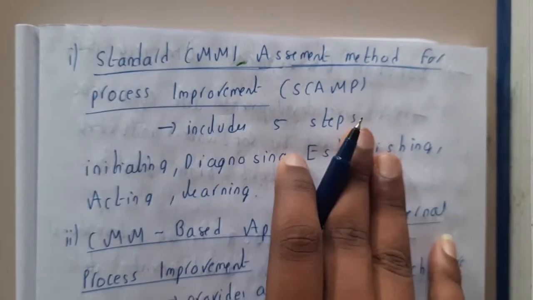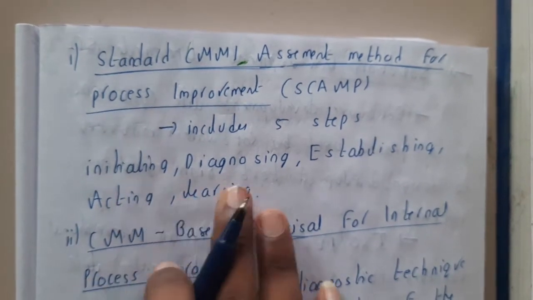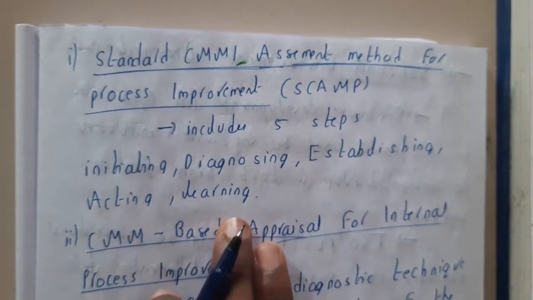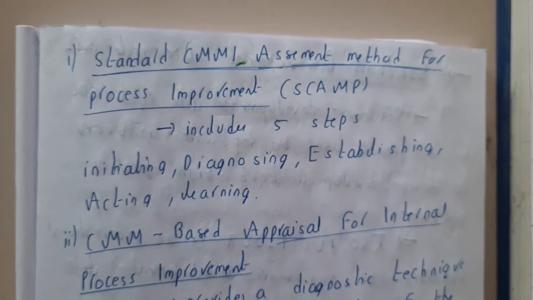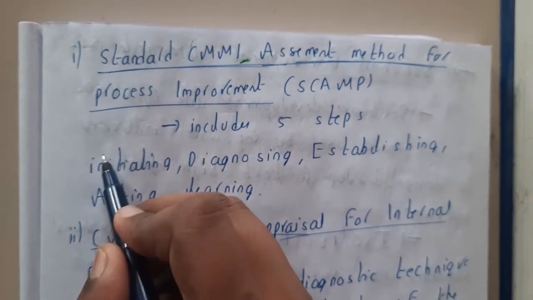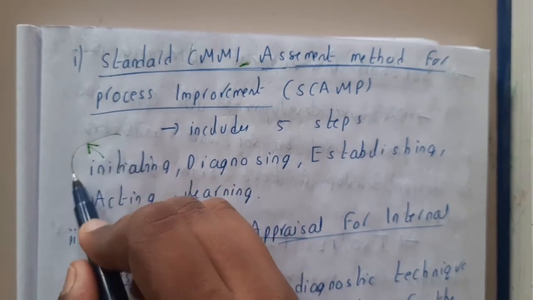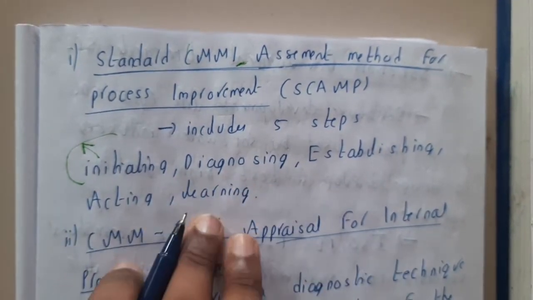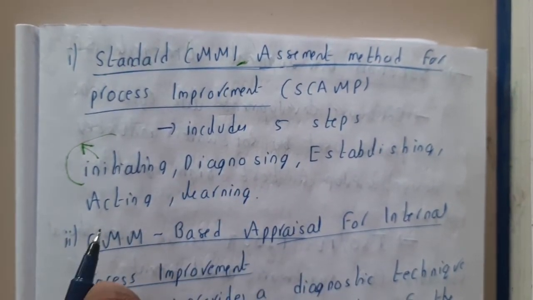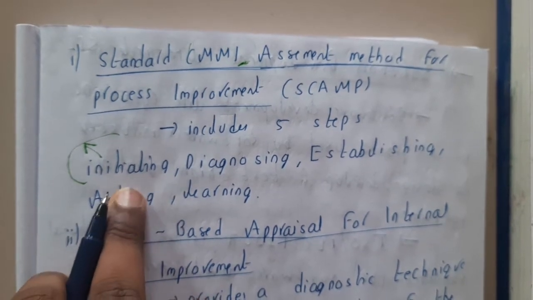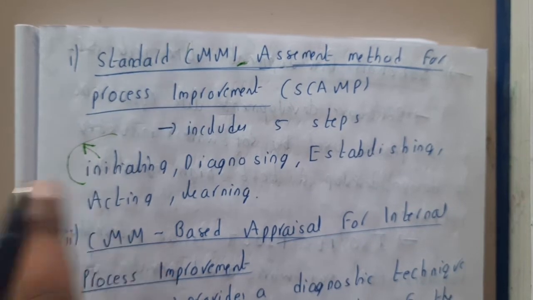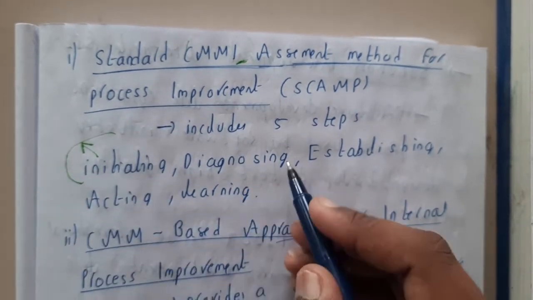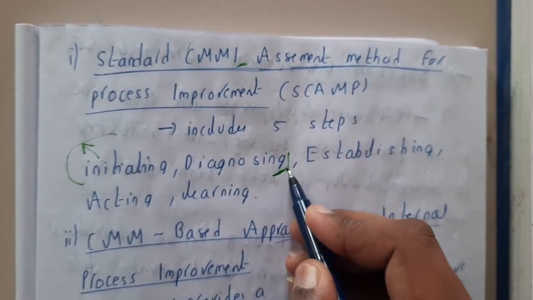It includes five steps: initiating, diagnosing, establishing, acting and learning. Guys, I'll just give you a one-line statement for each so that you have a clear idea. Initiating is nothing but getting the requirements. These are the five basic steps which every process model works on. So initiating means you gather the requirements and check what the issues and bugs are. Then you diagnose them, doing an in-depth diagnosis here.